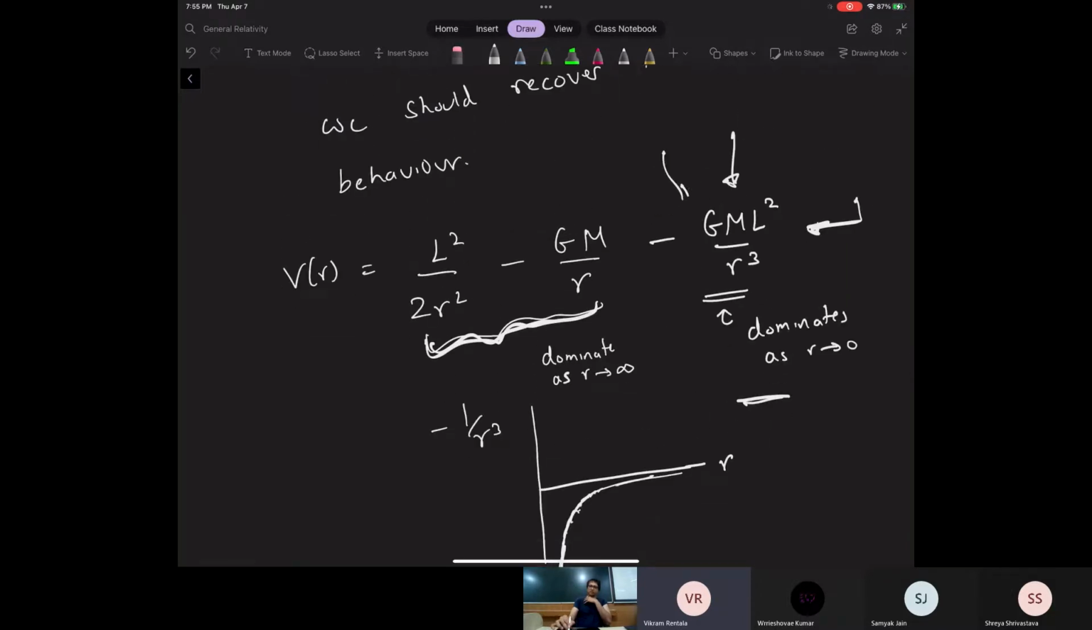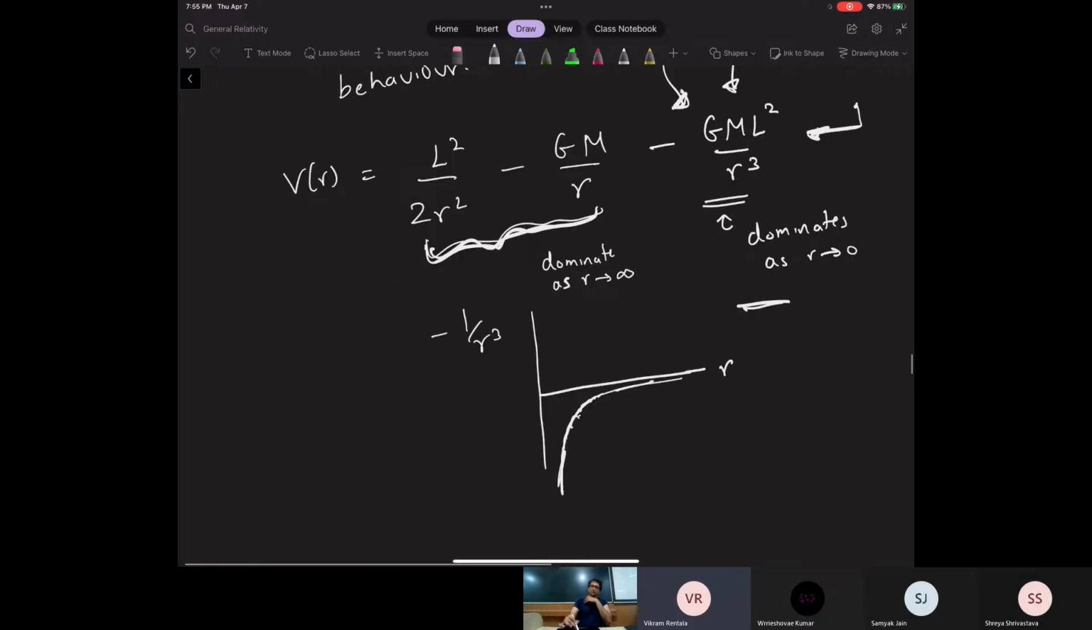Now, what does a minus 1 by r cubed potential look like? Well, a minus 1 by r cubed looks like this. It very sharply decreases to minus infinity as r goes to 0. As r goes to infinity, this goes to 0, but it's always negative. So it always stays here.